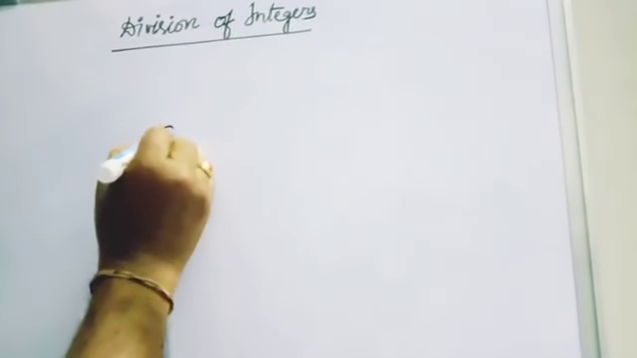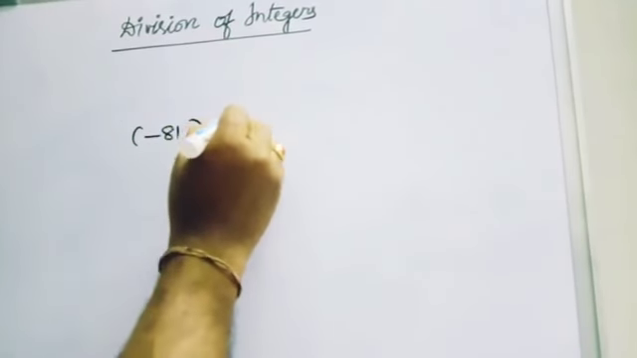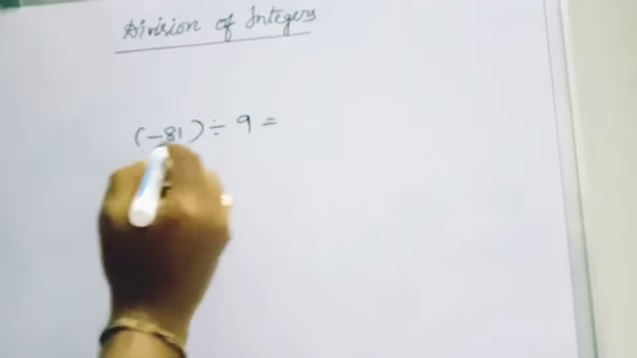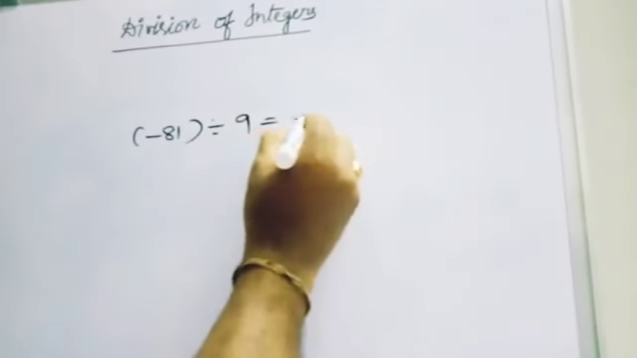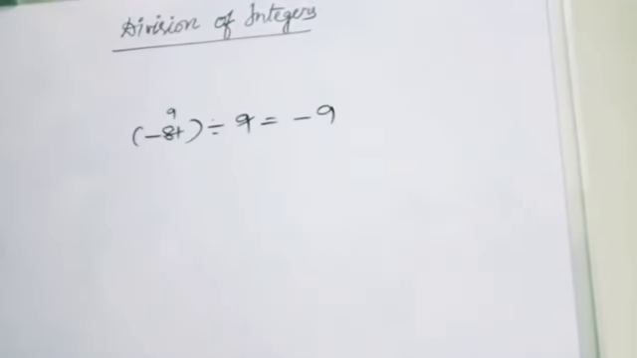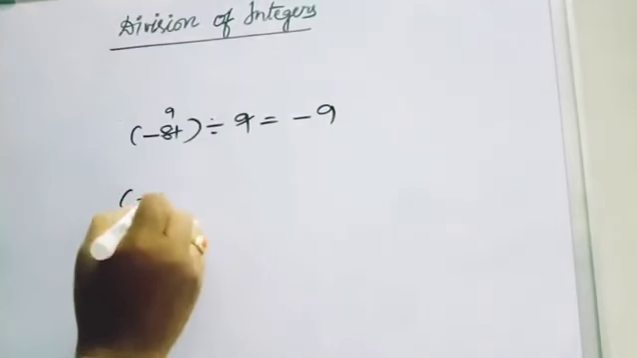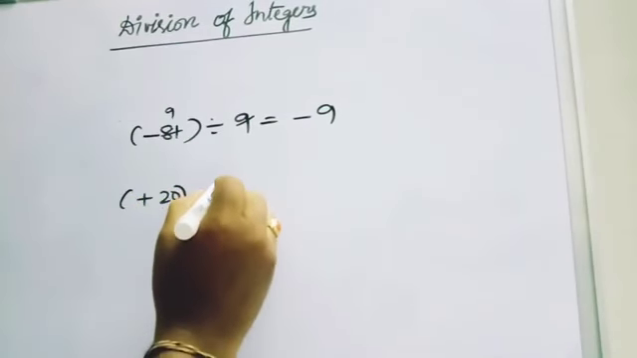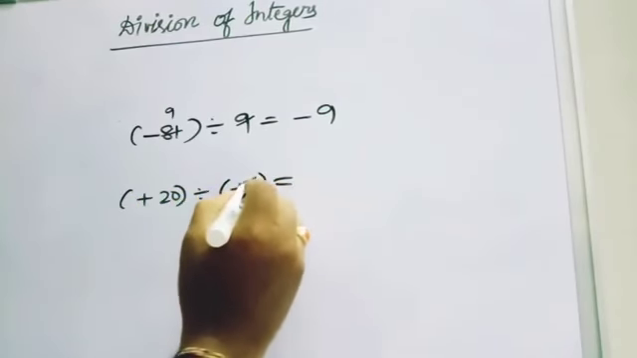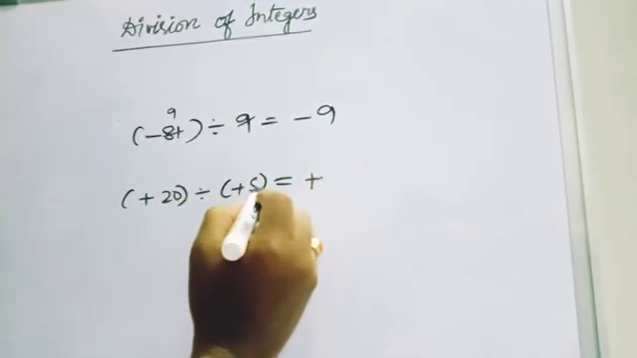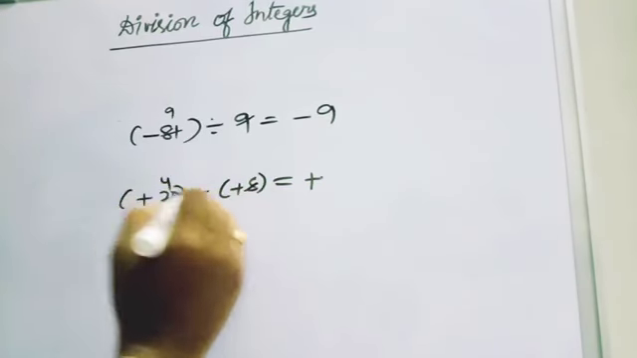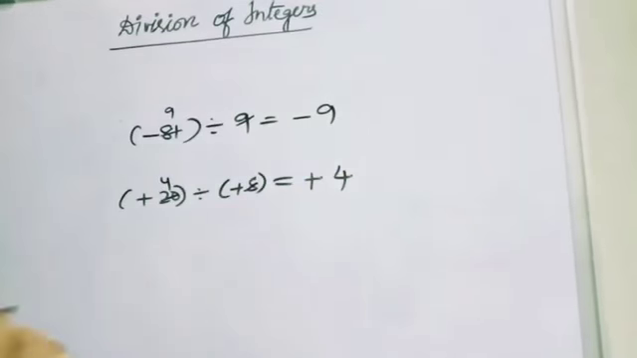Let's see some examples of division of integers. Whenever you are dividing a negative integer by a positive integer, the quotient is always a negative integer. So negative 9 divided by 1 gives negative 9. If we are dividing a positive integer by a positive integer, the answer is positive. So 20 divided by 5 is 4, a positive 4.